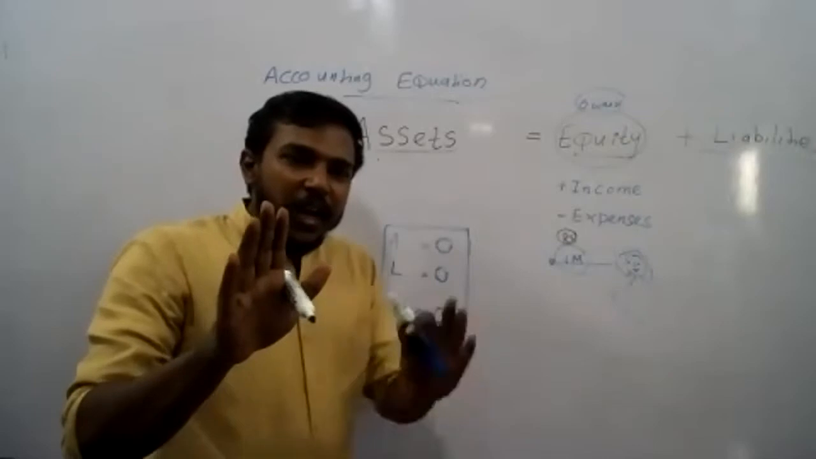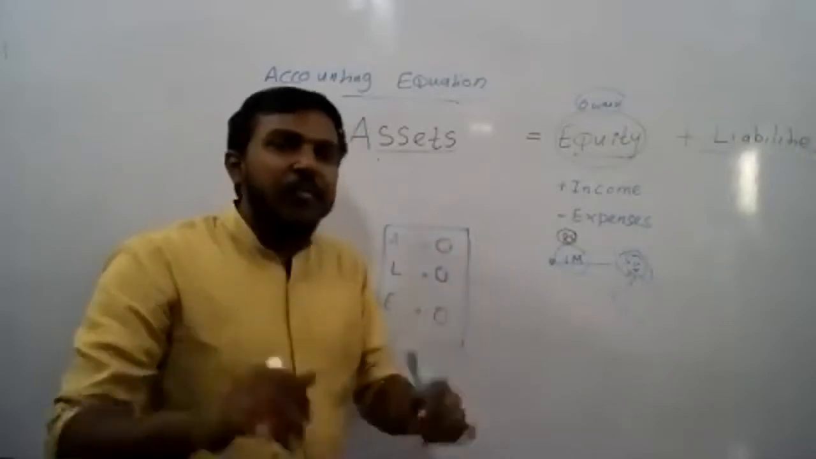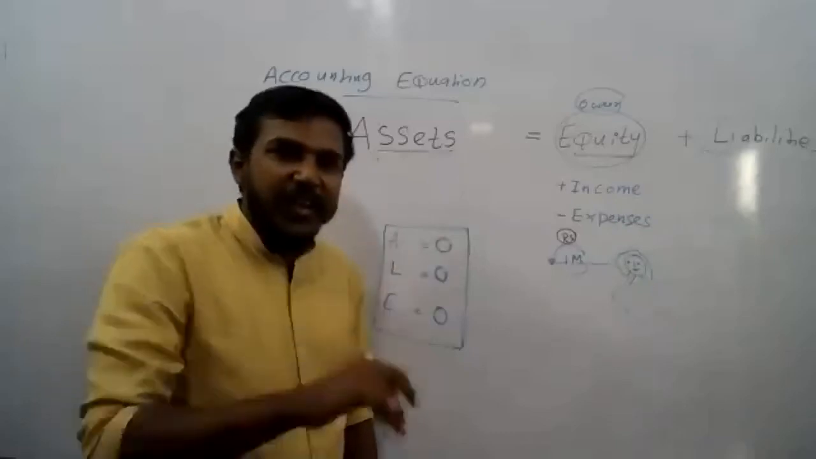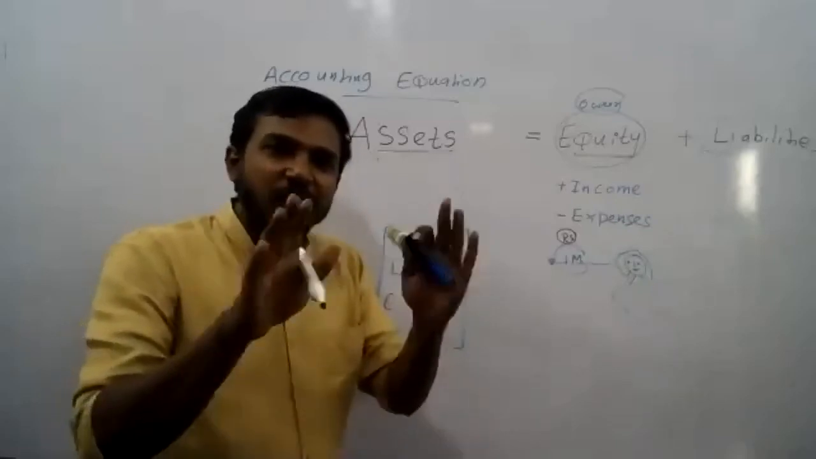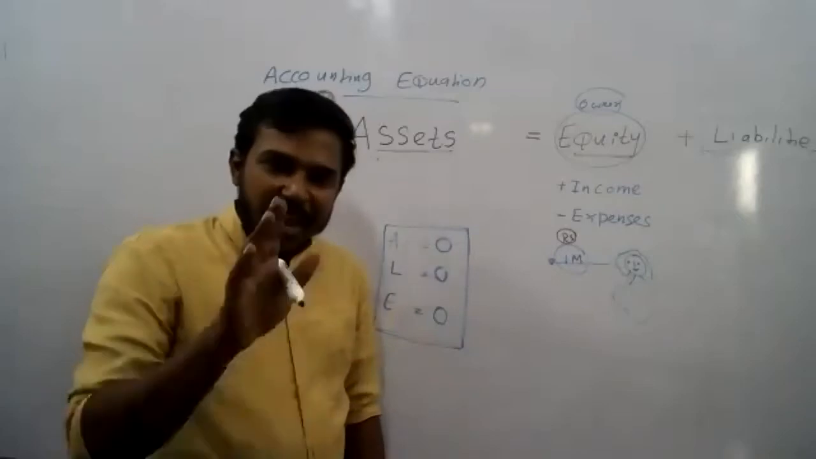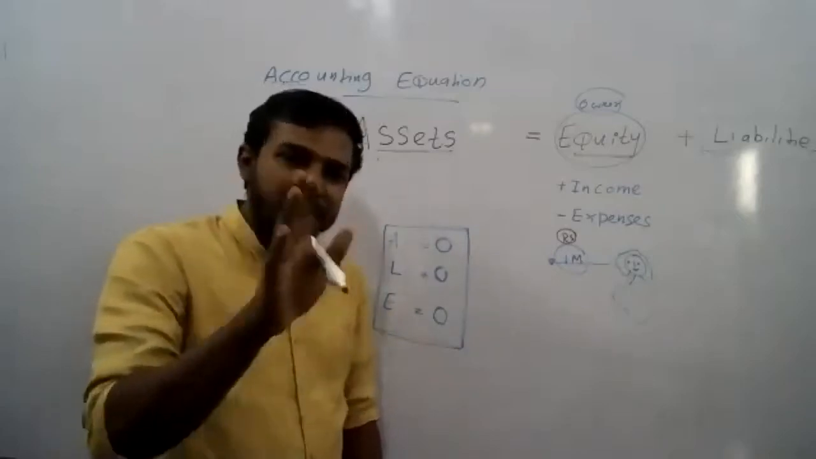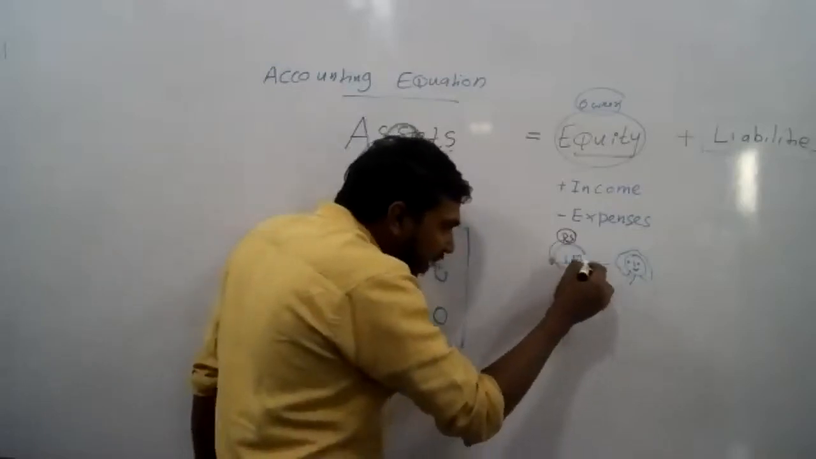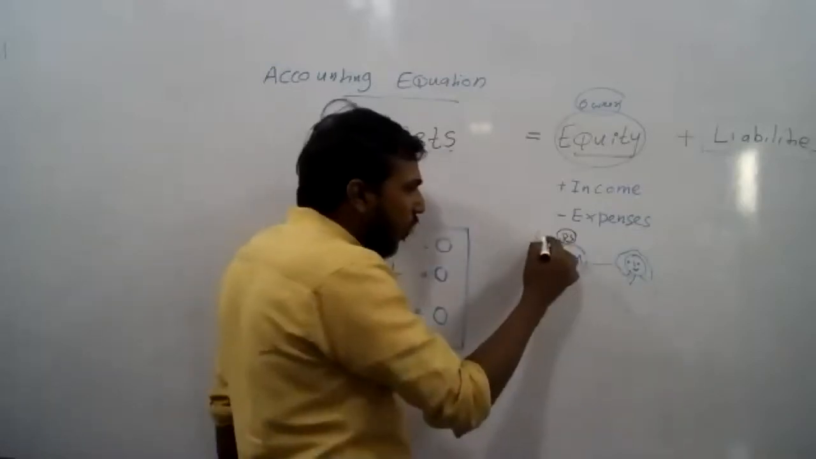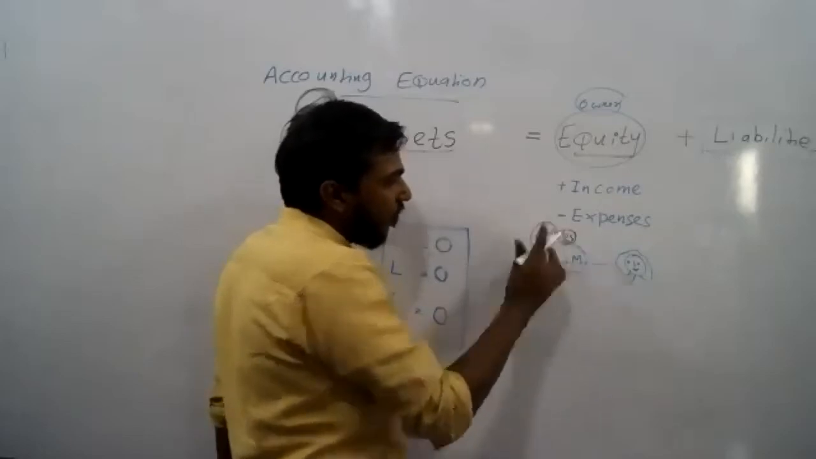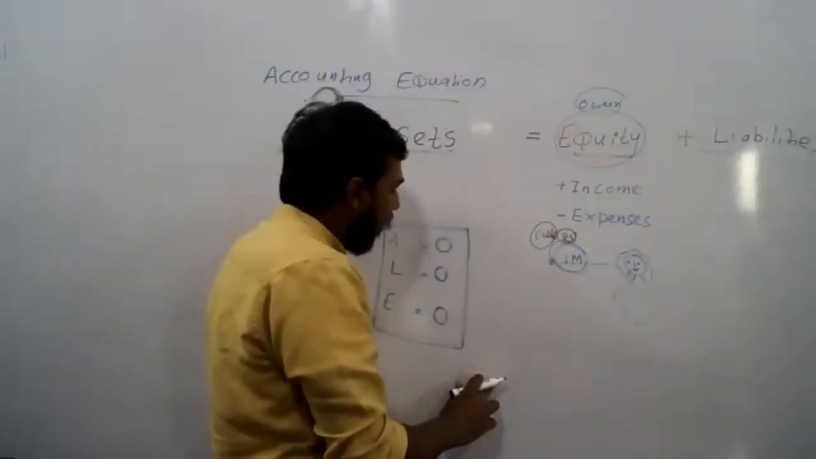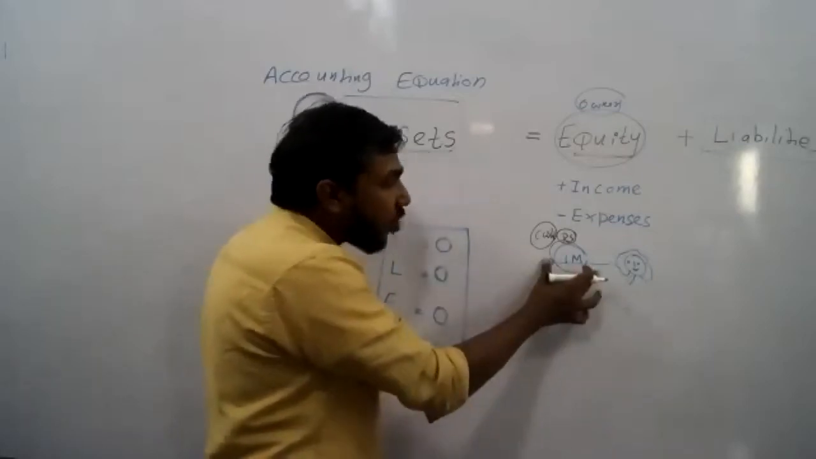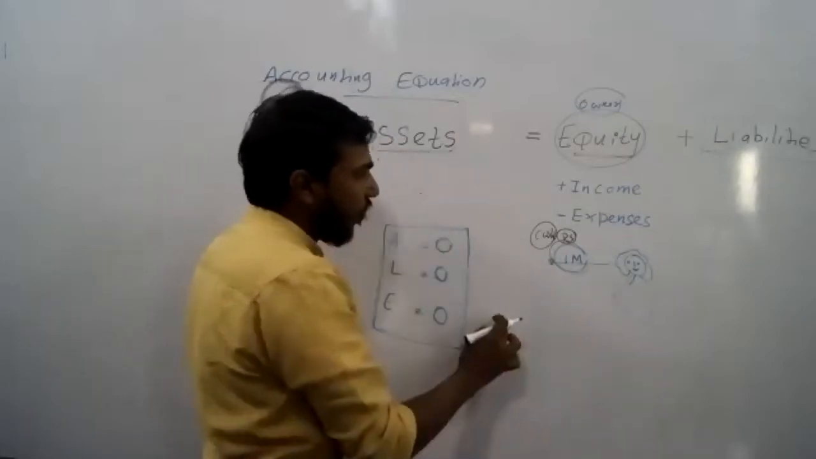Now look here very carefully. My health tip for you is always find out if there is any impact for cash. First, identify whether there is any impact for cash. Now look here. Kanchana brings rupees 1 million cash for the business. Cash means what? It's an asset.